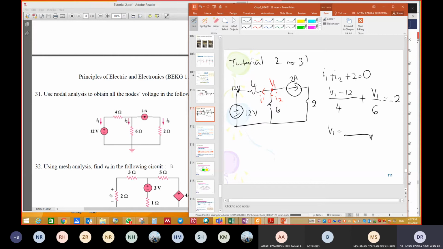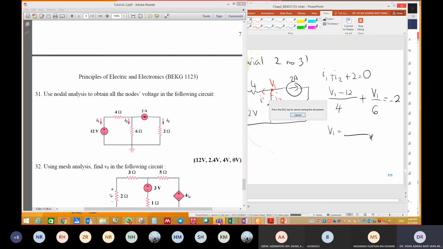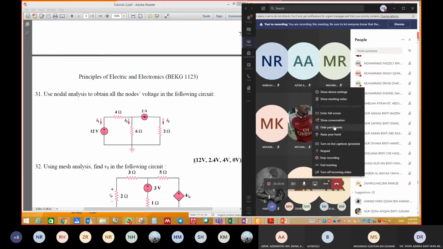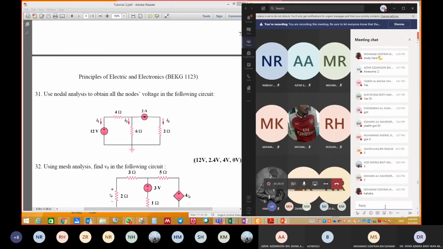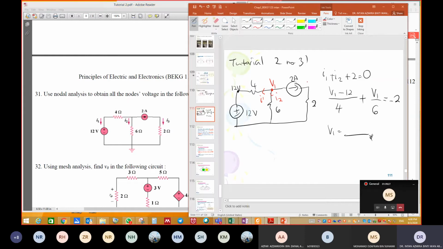V1 is equal to 2.4, right? Any question? Okay, V1 is equal to 2.4. V1 is equal to 2.4 volts.